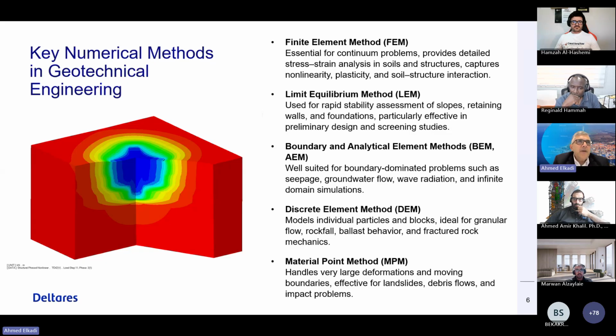Boundary and analytical element methods are used when we're dealing with boundary dominated problems, and they will be discussed today, so I will not go deep into that. We have experts on the topic, and some of these methods can be combined with, for example, the finite element method, and that adds value and makes our solution even stronger.